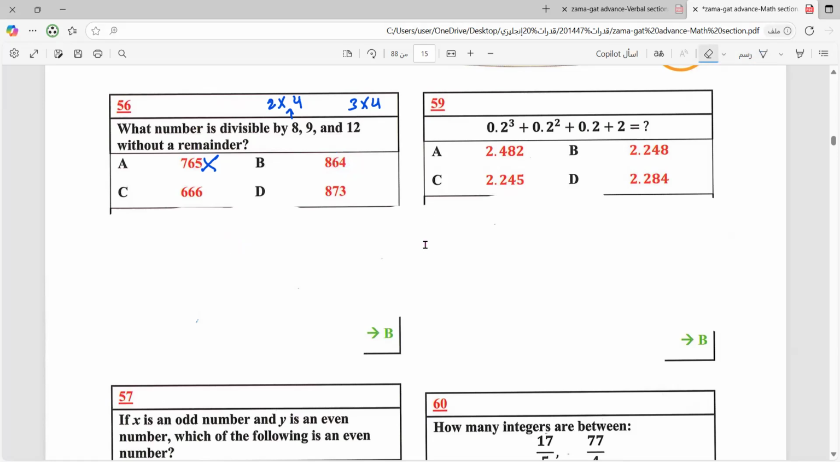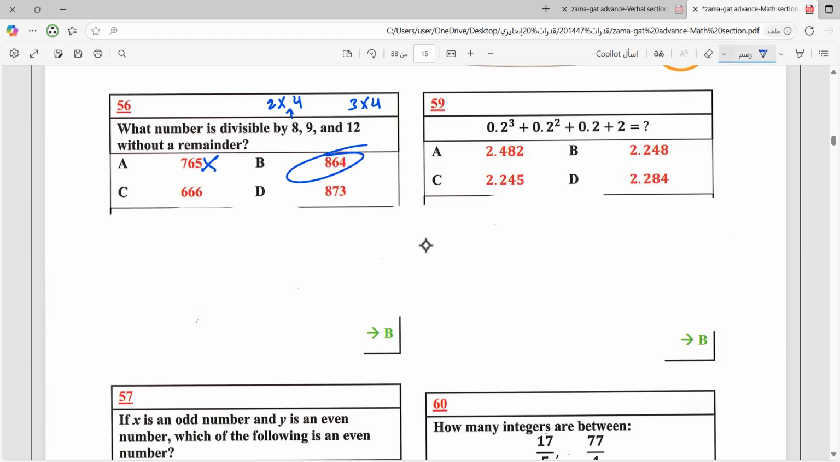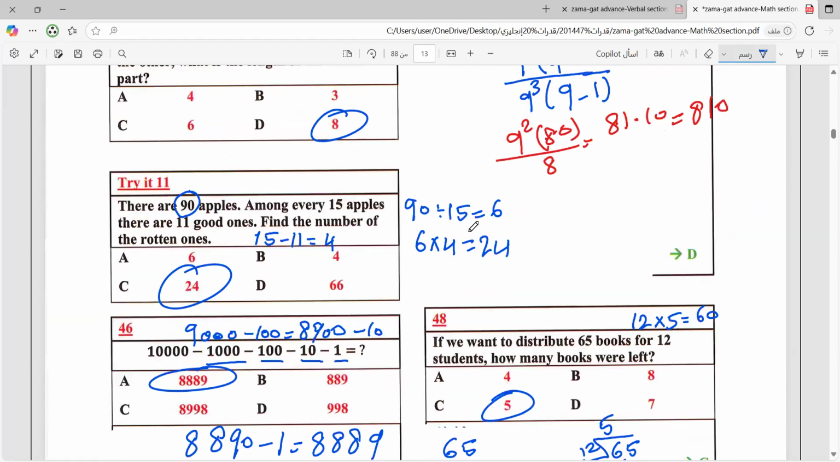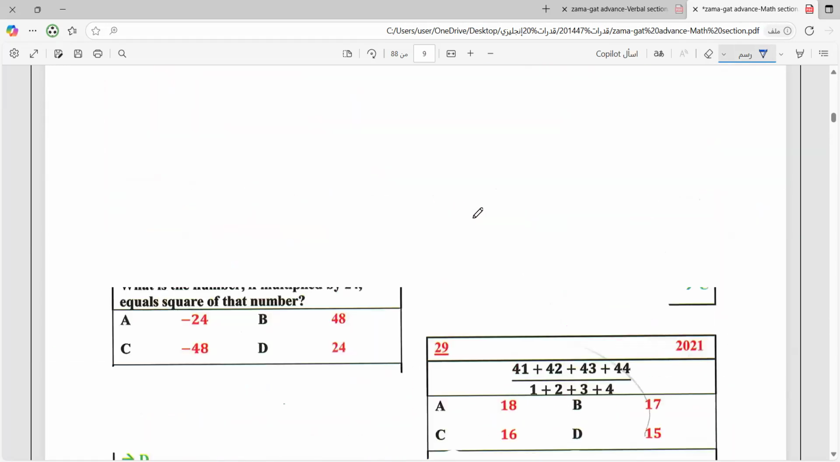So the answer is B. D is not, because the last 2 digits are not divisible by 8. For C, the last 2 digits are not divisible by 8. And on A, the hundreds digit is not even.